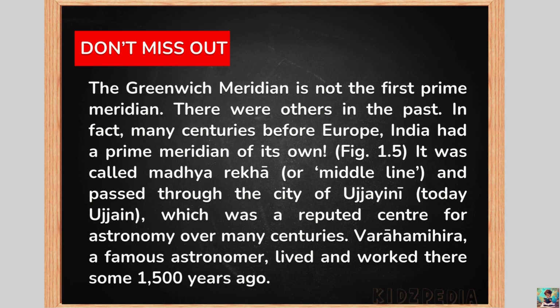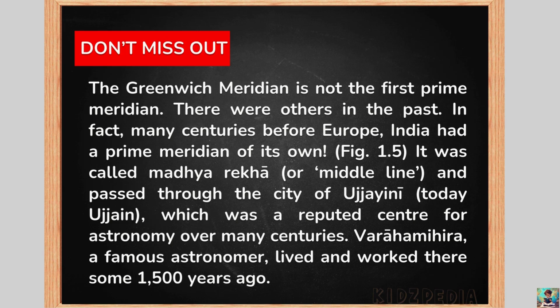Don't miss out. The Greenwich meridian is not the first prime meridian. There were others in the past. In fact, many centuries before Europe, India had a prime meridian of its own. Figure 1.5. It was called Madhyareka or middle line and passed through the city of Ujjaini, today Ujjain, which was a reputed center for astronomy over many centuries. Varahamihir, a famous astronomer, lived and worked there some 1500 years ago.